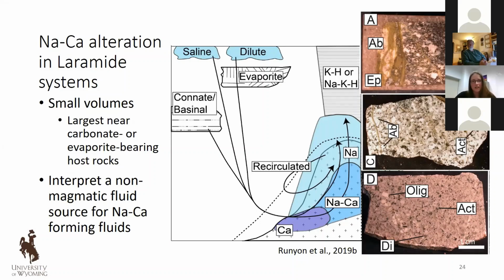When we summarize what we found for the sodic-calcic alteration in the Laramide, comparatively small volumes of sodic-calcic. The largest volumes and the most pervasive sodic-calcic alteration that we found overprinting these Laramide porphyry copper systems are when they happen to be intruding into carbonate and or evaporite bearing Paleozoic host rocks. For a variety of reasons that I'm not going to bore you with, including isotopic and phase relation and timing relations, these are generally interpreted to also have formed from the circulation of a non-magmatic, external, highly saline fluid source.